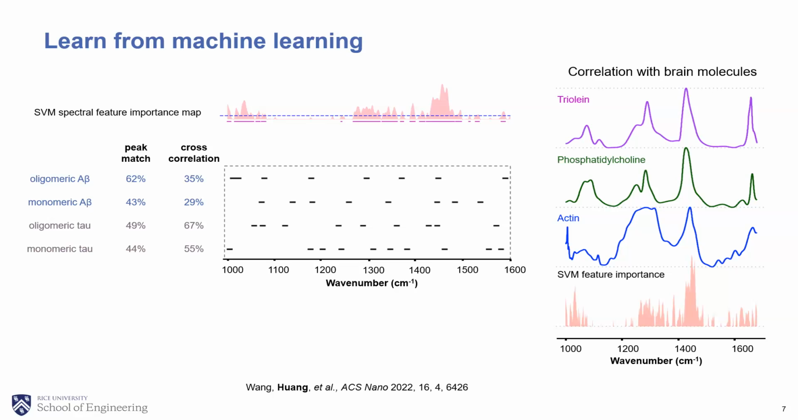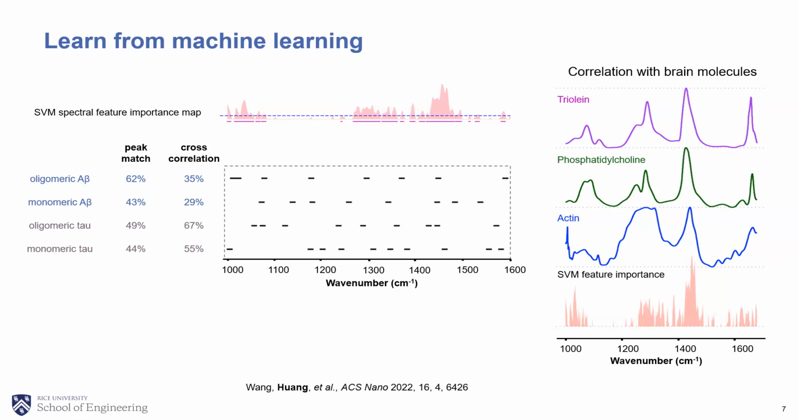We can also directly calculate the cross-correlation between the Raman spectra of the biomarkers and the spectral feature importance map. So we can get a cross-correlation score. If these scores are higher, that means these molecules are more important to AD. So actually, if we look at these scores, they are very high, much higher than a random molecule, which only has a few percentage of scores. So this matches our expectation.